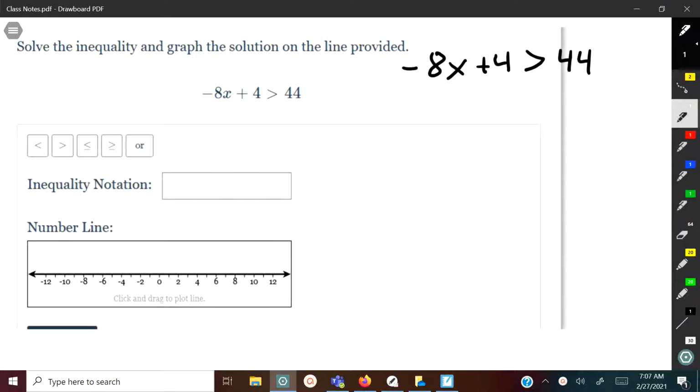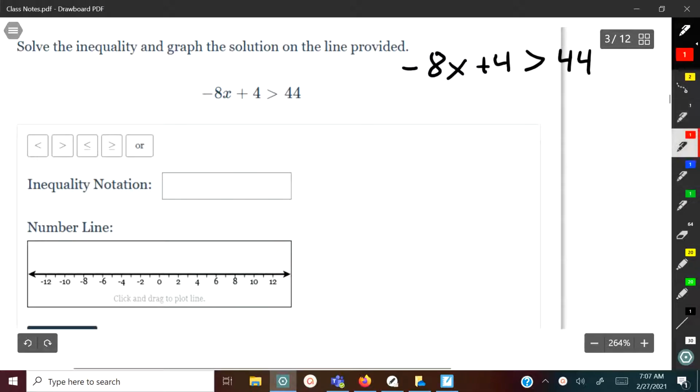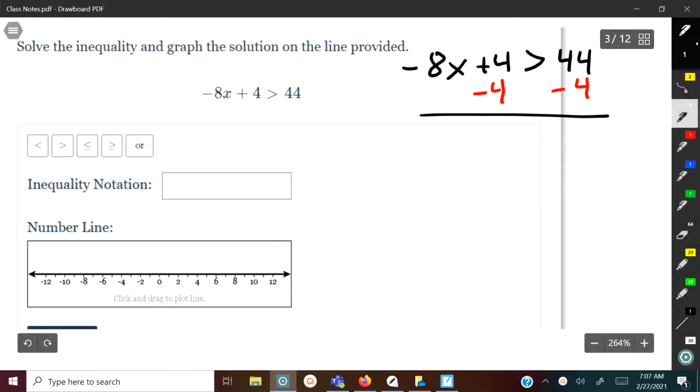Now, I want to solve for x. I want to get x by itself. So first, I'm going to get negative 8x by itself. So I'm going to subtract the 4. Always do the opposite. So I'm subtracting 4 on both sides. Alright, now bring down the negative 8x. The 4 and negative 4 becomes 0. And that leaves negative 8x is greater than 44 minus 4, which is 40. Different signs, find the difference.